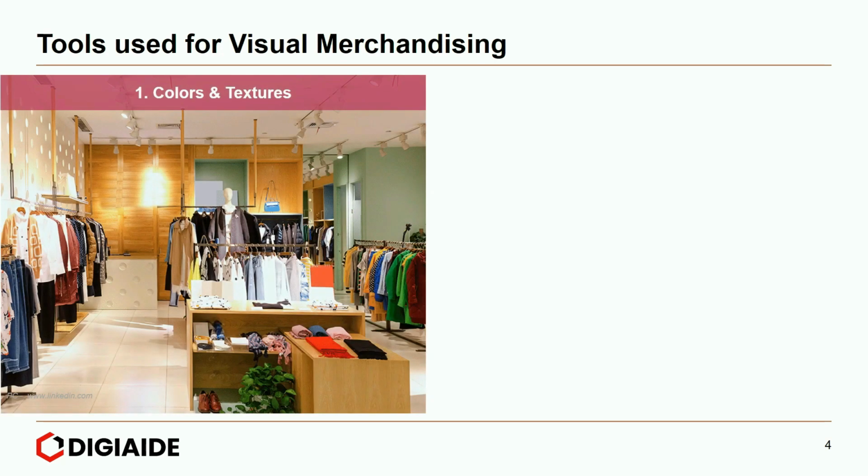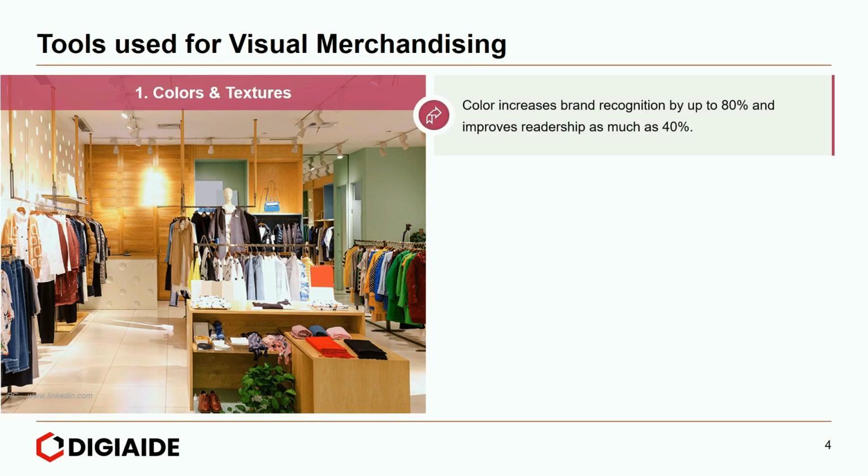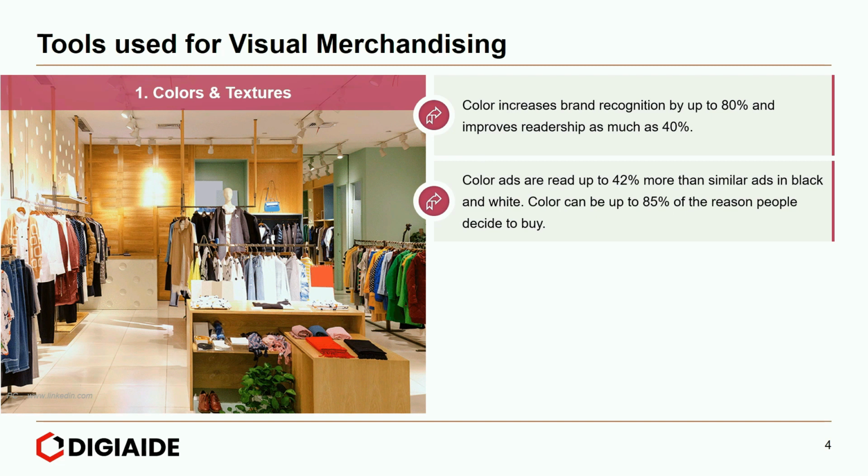Let's start with the first one, colors and textures. Color increases brand recognition by up to 80% and improves readership as much as 40%. Colored ads are read up to 40% more than similar ads in black and white. Colors can be up to 85% of the reason people decide to buy.